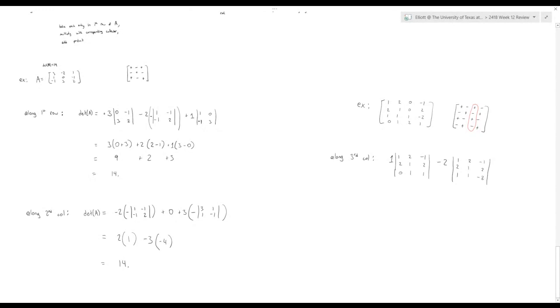Yes. Like for the -2, it's just like +2 and then the minus came from the cofactor, if you will. That's right, okay.